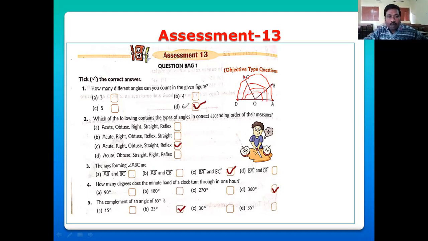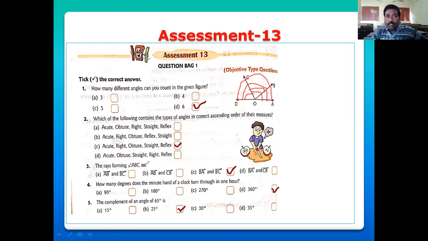Now, which of the following contains the types of angles in correct ascending order of their measure? When you see all these options, we see that acute, right, obtuse, straight, and reflex angle form the ascending order, because an acute angle is less than 90 degrees. A 90 degree angle is called the right angle. An obtuse angle is greater than 90 degrees. A straight angle is greater than an obtuse angle, and a reflex angle is greater than the straight angle. So our answer will be C.